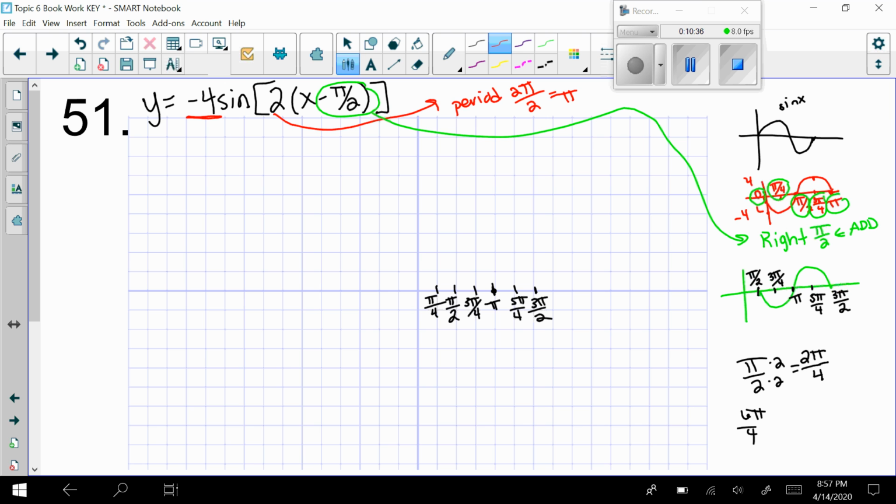So I need up to 4 and down to -4. And we are starting here at pi over 2. Phase shift. We are hitting our minimum at 3 pi over 4, 0 at pi, a maximum at 5 pi over 4, and we are finishing here at 3 pi over 2. There we go.